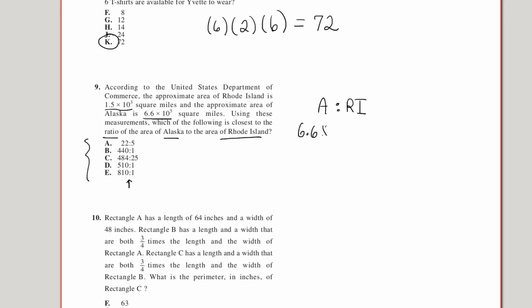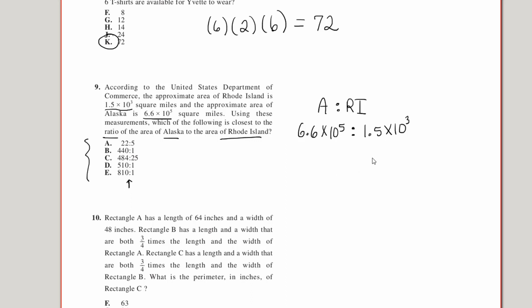So the area of Alaska is the 6.6 times 10 to the fifth, a really large number, larger than Rhode Island, which is the 1.5 times 10 to the third. We have the 10 to the fifth versus the 10 to the third. And in general, if you know much about geography, you know Alaska is a larger state than Rhode Island. So we're also spot checking things. We're not just blindly using these numbers. We're using a little bit of outside knowledge to make sure this looks correct.